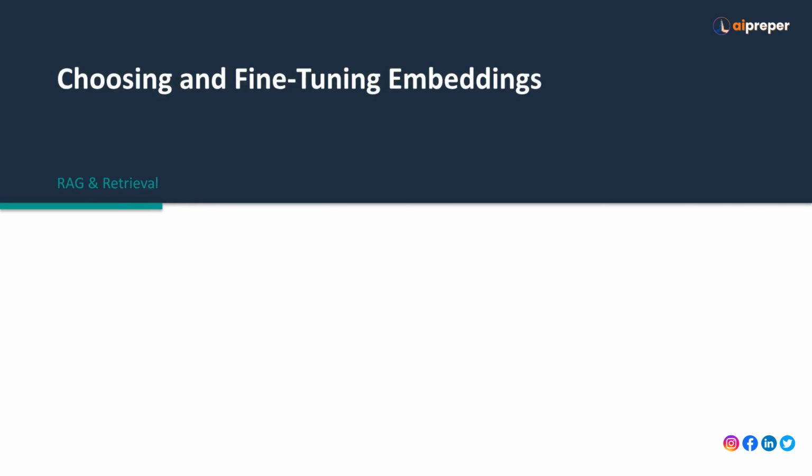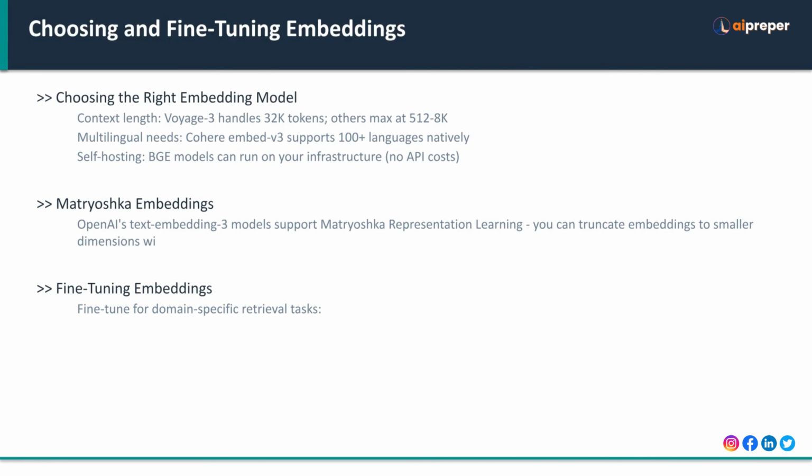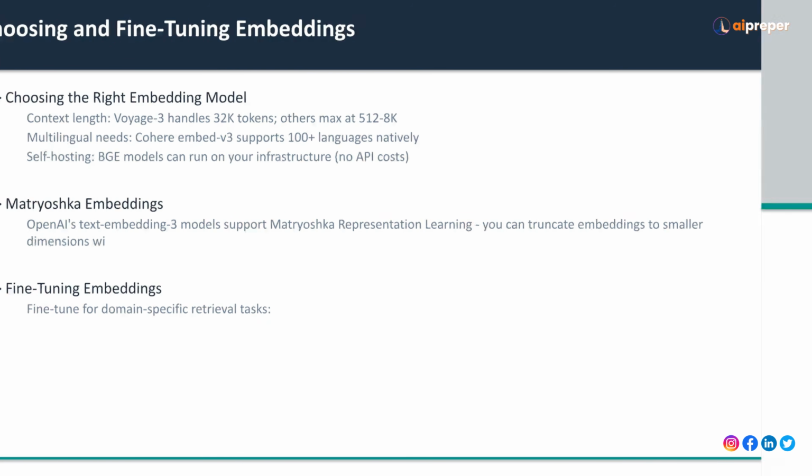Our first module focuses on choosing and fine-tuning embedding models for optimal performance. When selecting an embedding model, consider context length, multilingual needs, and self-hosting options. We will also discuss Matryoshka representation learning for truncating embeddings and how to fine-tune for domain-specific retrieval tasks.